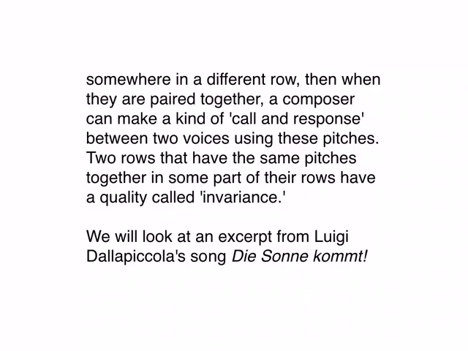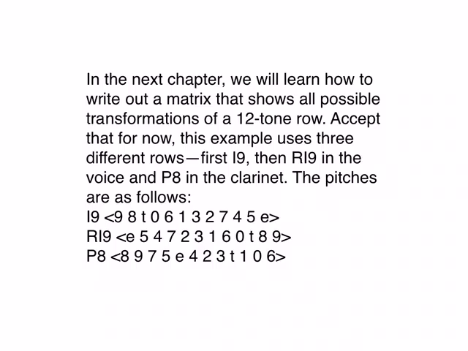Now we'll look at an excerpt from Luigi Dallapiccola's song, Die Sonne kommt. In the next chapter, we'll learn how to write out a matrix that shows all the possible transformations of a 12-tone row. But accept that for now, this example uses three different rows. First, I9, the inversional form starting on pitch class 9, and then RI9, which is I9 backwards, and then P8, the prime form starting on pitch class 8, which appears in the clarinet.